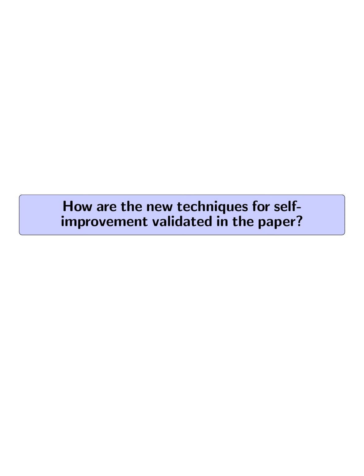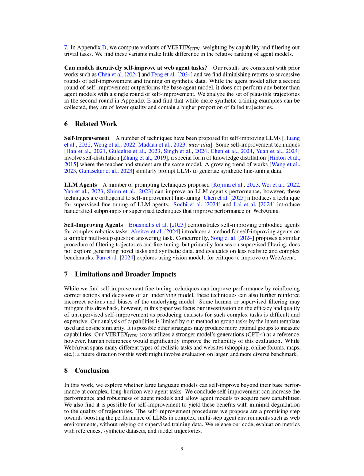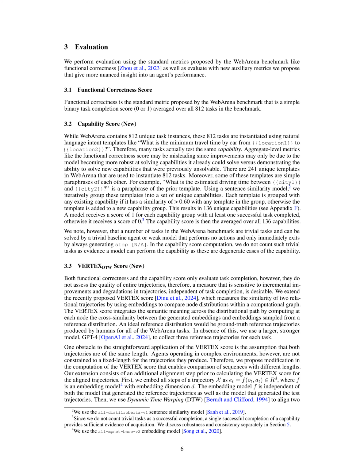How are the new techniques for self-improvement validated in the paper? The new techniques for self-improvement in the paper are validated through a series of experiments involving fine-tuning agent models on synthetic training data mixtures. The experiments assess the extent to which the agent models have self-improved over the base agent model by evaluating their performance using standard metrics proposed by the WebArena benchmark, such as functional correctness, as well as new auxiliary metrics proposed in the paper.